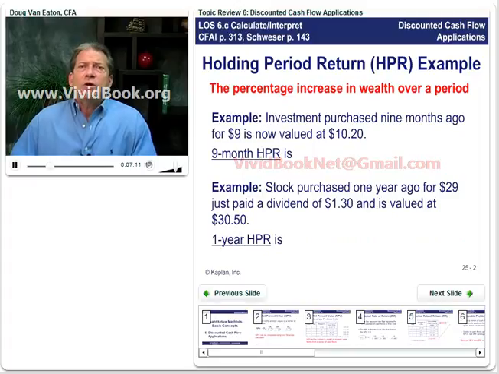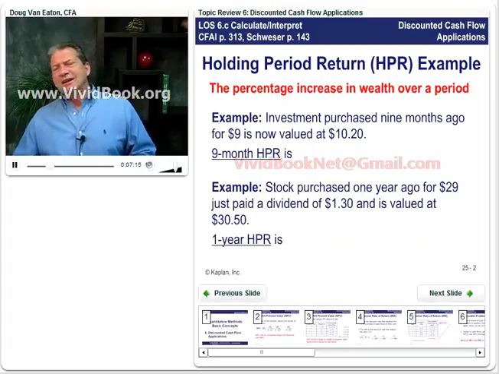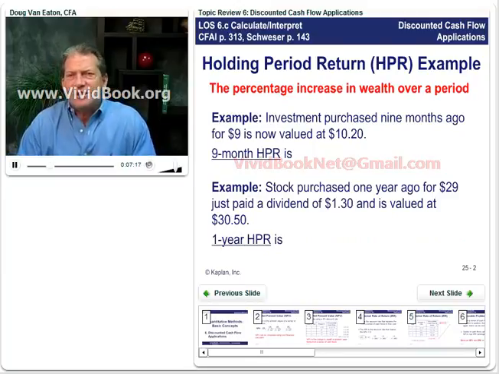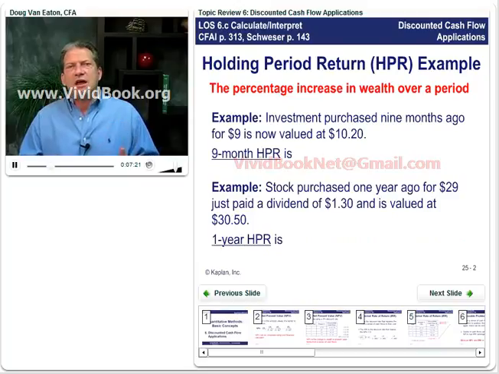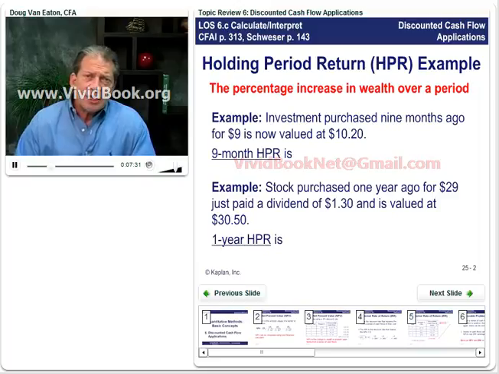Let's take a look. What's a holding period return? A holding period return is simply the increase, the percentage increase in the value of something from one time to the next. And that holding period could be 2 days or 2 months or 2 years or 20 years. That's why we call it just generally a holding period return. So let's take a look at this example.